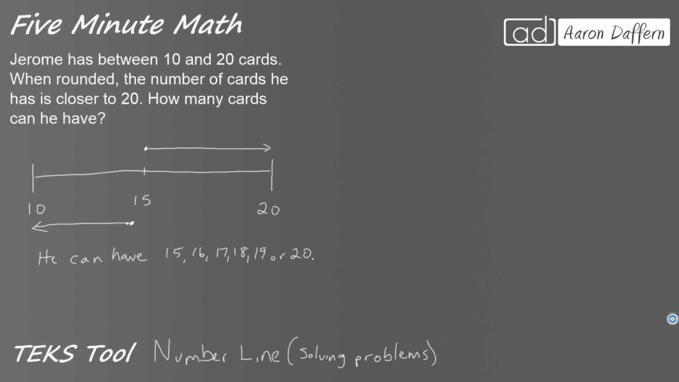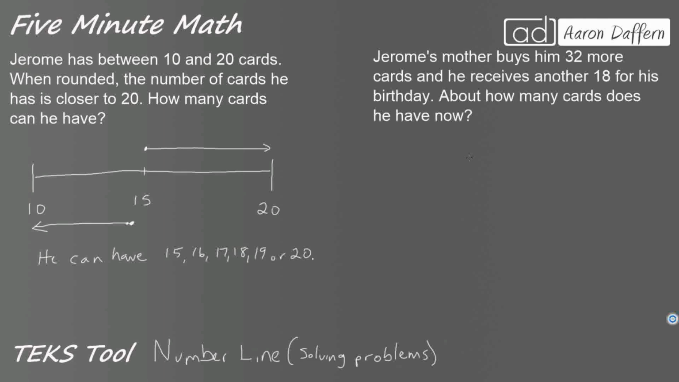Now let's see how we could use this same number line for estimation. So Jerome's mother buys him 32 more cards, and he receives another 18 for his birthday. About how many cards does he have now? Well, the key word here is about. When we see this, it means we don't need the exact answer. We want an estimate. So we're going to round each of these numbers. So he already has about 20 from this first part.